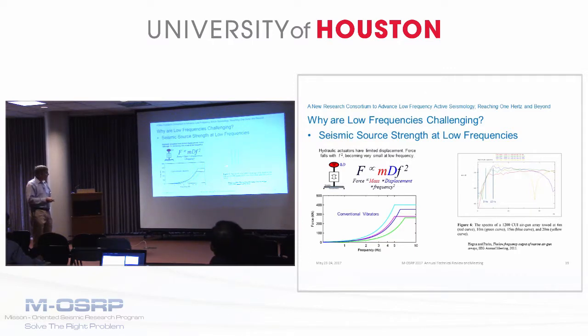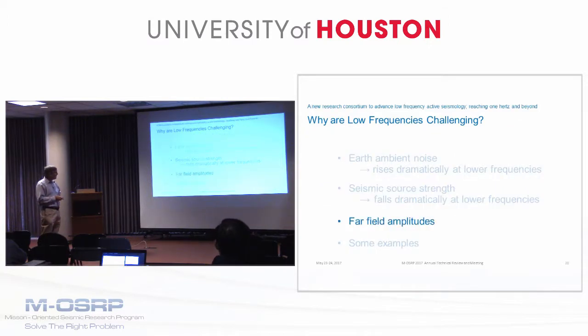And then also, this is a figure out of Hegna and Parks. Air guns fall very rapidly at the low end. And so you can see the various air gun arrays here, and I've kind of marked where 5 hertz is, and you can see the output is falling off very rapidly in that neighborhood. So we're dealing with that issue.